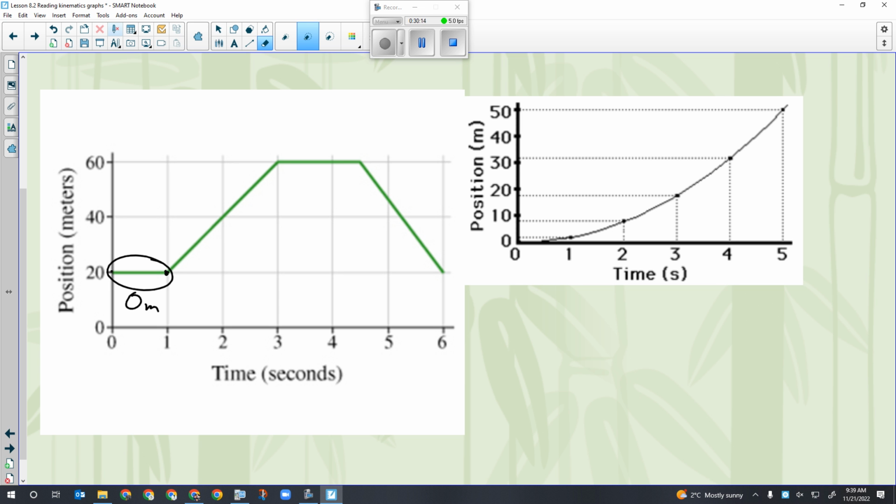What's my distance traveled from here to here? I go from 20 meters to 60 meters. How far did I go? 40 meters. How far do I go here? I don't go anywhere. Okay, and I go here, I go from 60 to 20, which is? What's my total distance traveled? 80 meters. Okay, 40 plus 40, because again, distance is scalar. Doesn't care that I went backwards. Okay, but this is also why our displacement is 0. We went 40 meters forward and 40 meters backwards. That means we end up back where we started.